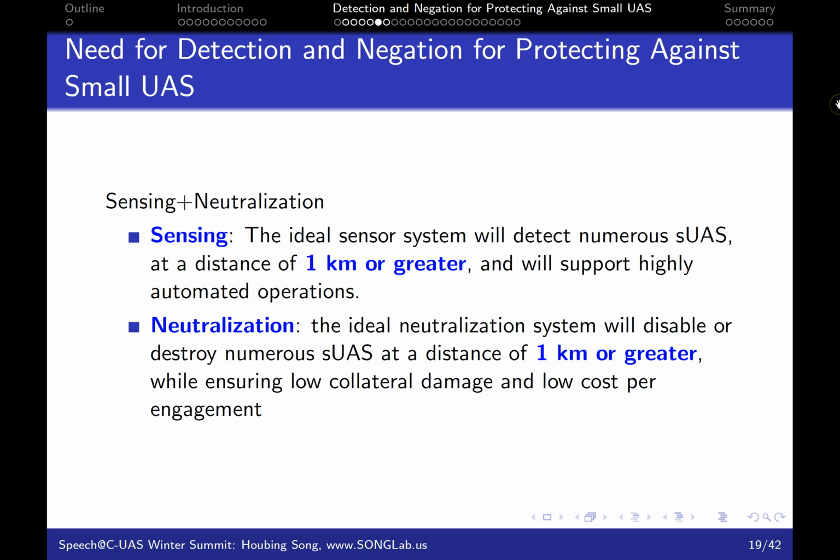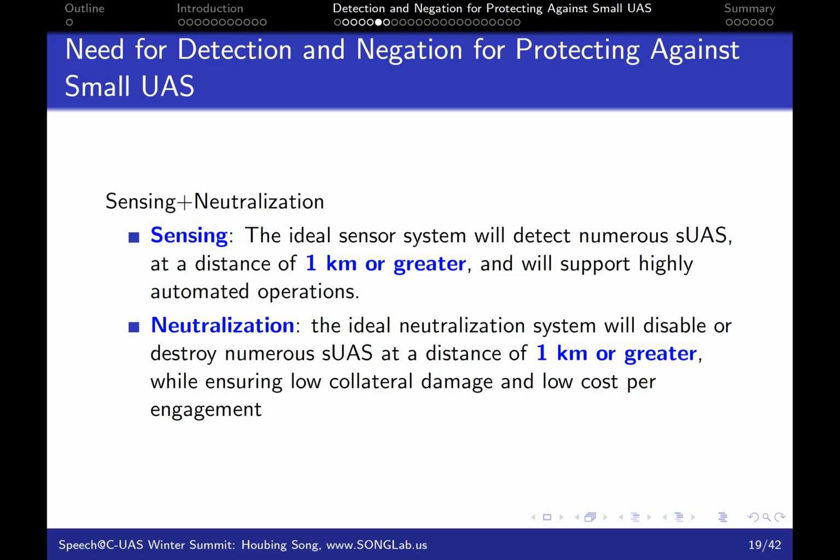So typically, such a system is composed of two subsystems. One is the sensing subsystem. The other is the neutralization subsystem. For the sensing subsystem, the ideal sensor subsystem will detect multiple small UAS at a distance of 1 km or greater, and will support highly automated operations.